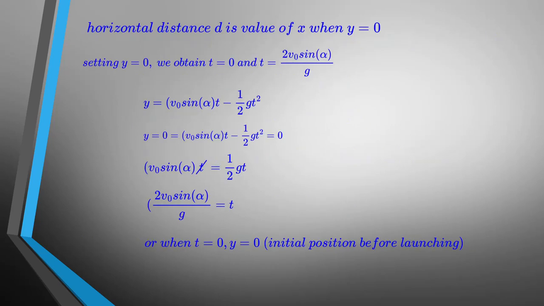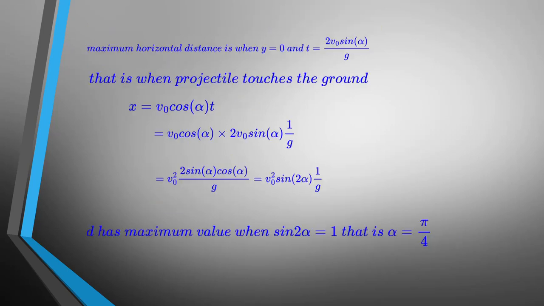The horizontal distance d is the value of x when y is 0. When we set y equal to 0, we find that there are two moments when this happens: at the start, when time t is 0, and at a time of 2 v0 sine alpha over g. The distance d reaches its maximum value when the launch angle is set at 45 degrees.